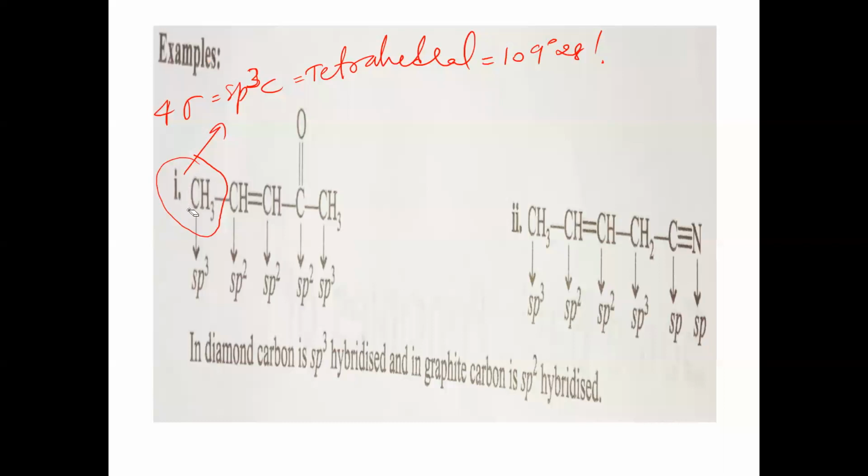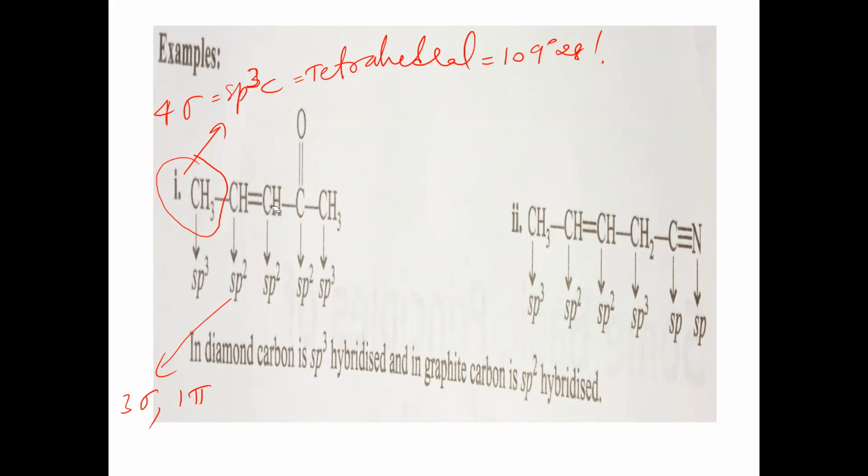And if you take the other carbon here, this carbon has one sigma bond with this carbon, one sigma bond with that carbon, and one sigma bond with hydrogen, so three sigma bonds. And how many pi bonds? One pi bond is there around it. So around this carbon, there are three sigma bonds and one pi bond. That's why it is an sp2 carbon.